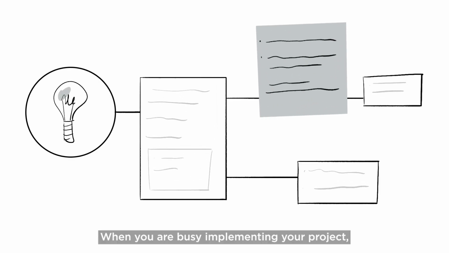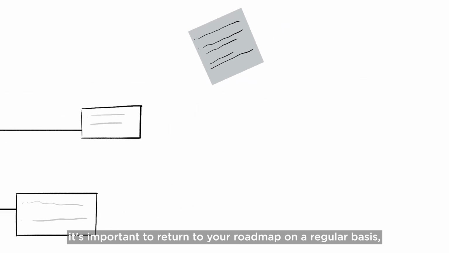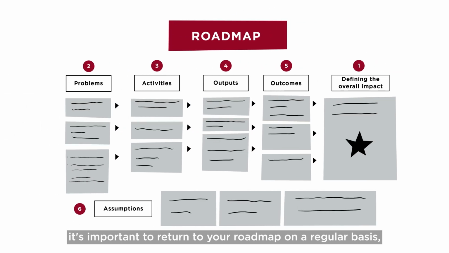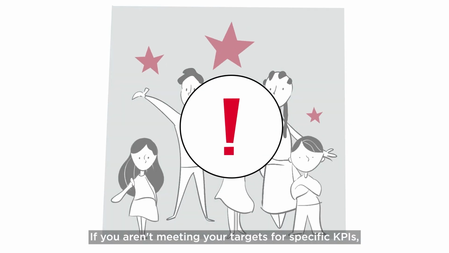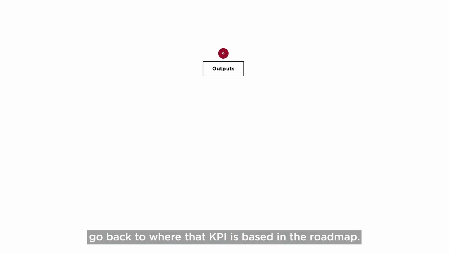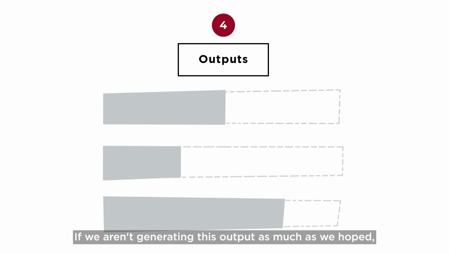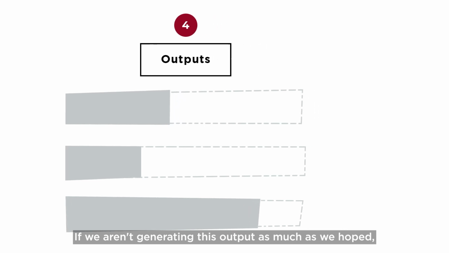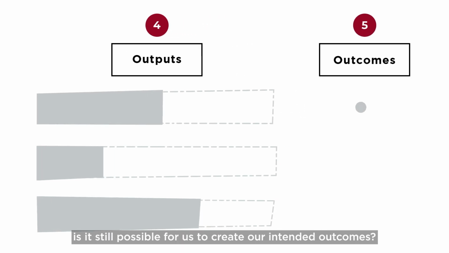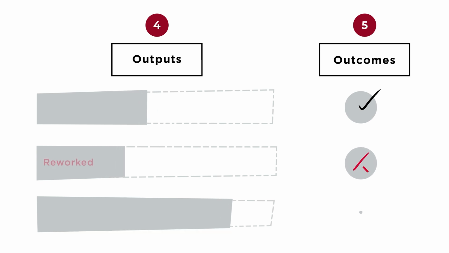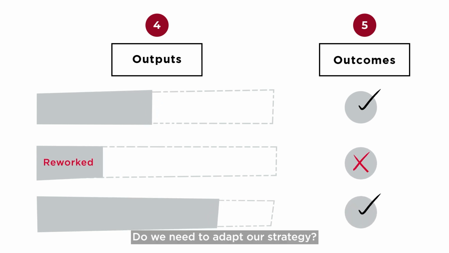When you are busy implementing your project, it's important to return to your roadmap on a regular basis and update it if necessary. If you aren't meeting your targets for specific KPIs, go back to where that KPI is based in the roadmap and ask your team this question. If we aren't generating this output as much as we hoped, is it still possible for us to create our intended outcomes? Do we need to adapt our strategy?